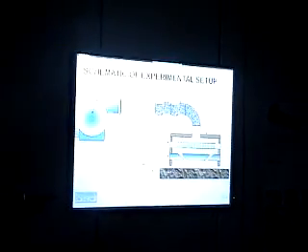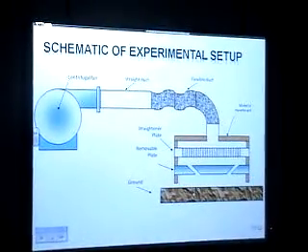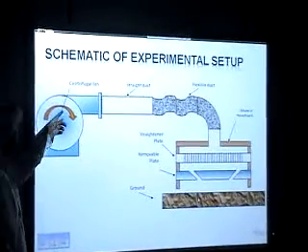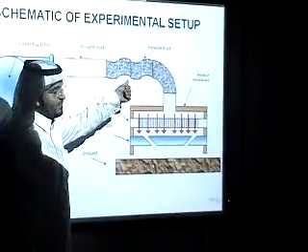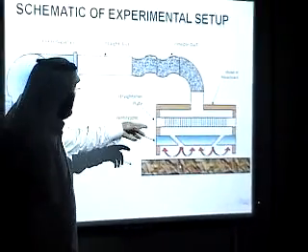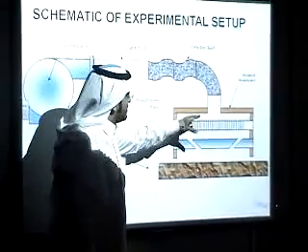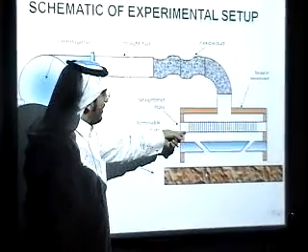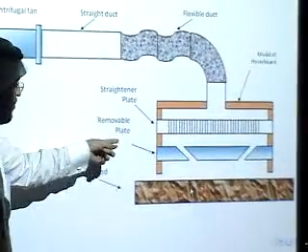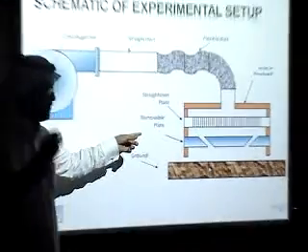Here is the schematic of the experimental setup. As you see, the flow comes from the centrifugal fan, and we connect it to a straight duct to have a good velocity profile, and connect it to a flexible duct to have free movement. And this is the model of the hoverboard. Here we put a straightener plate, and here the removable plate, of which we use three.